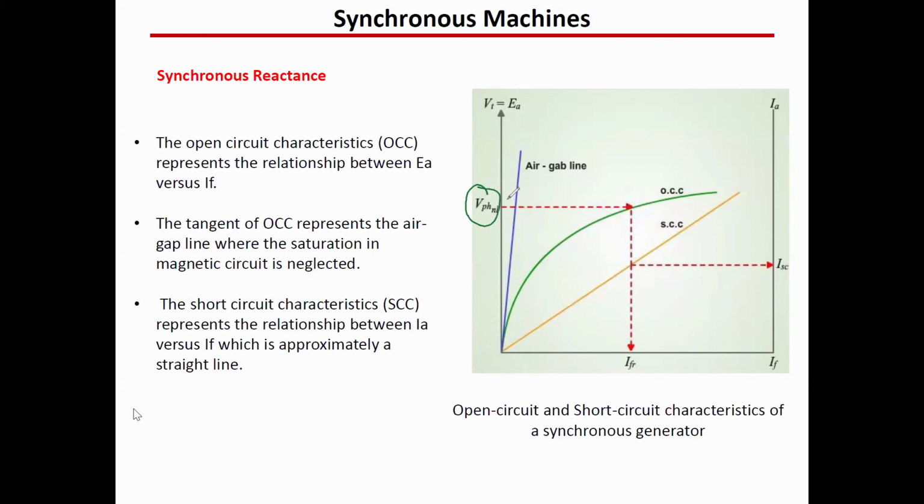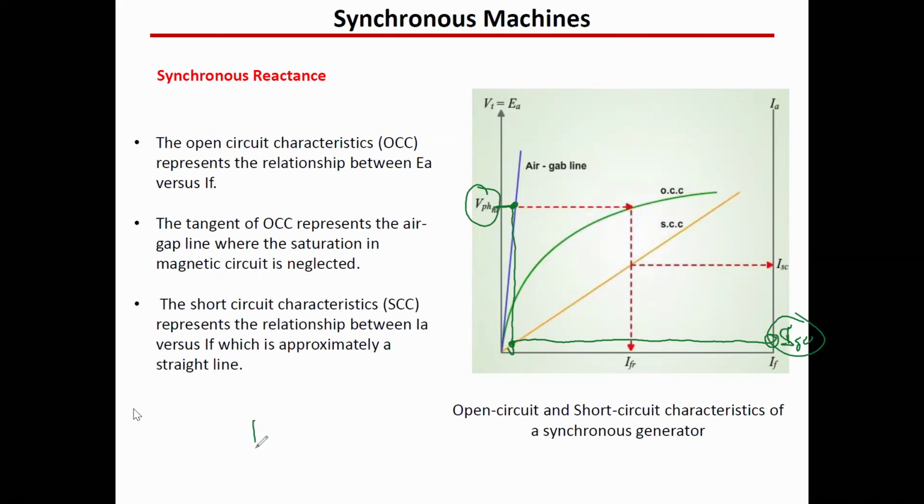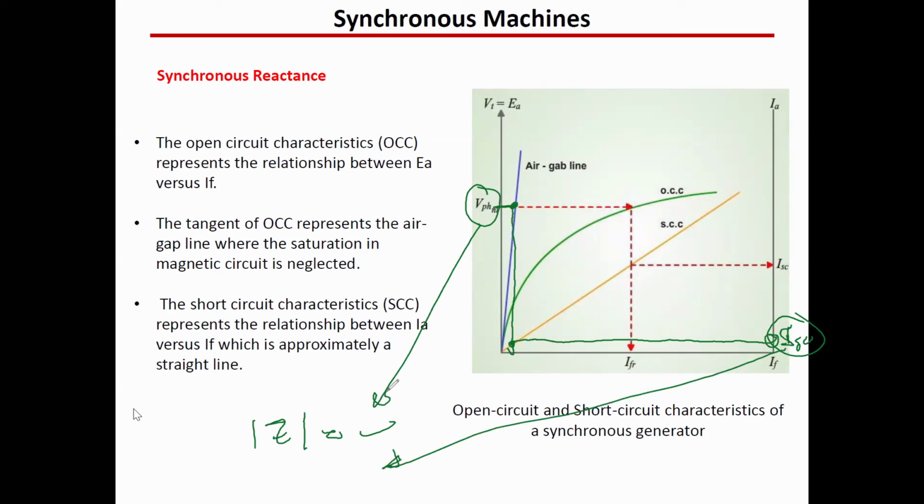The rated voltage is here. You go to this curve or line, find the corresponding IF, and after that you go back to this curve to find IA, the short circuit current. So the unsaturated Z now will be this voltage divided by this current. Okay? Yes.